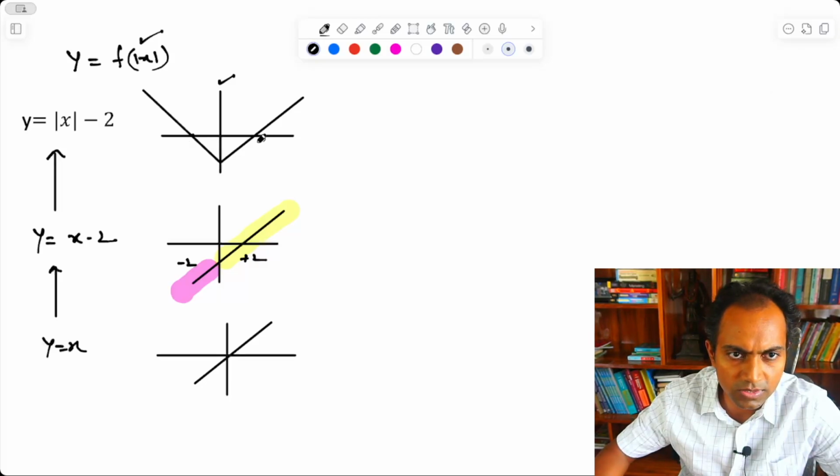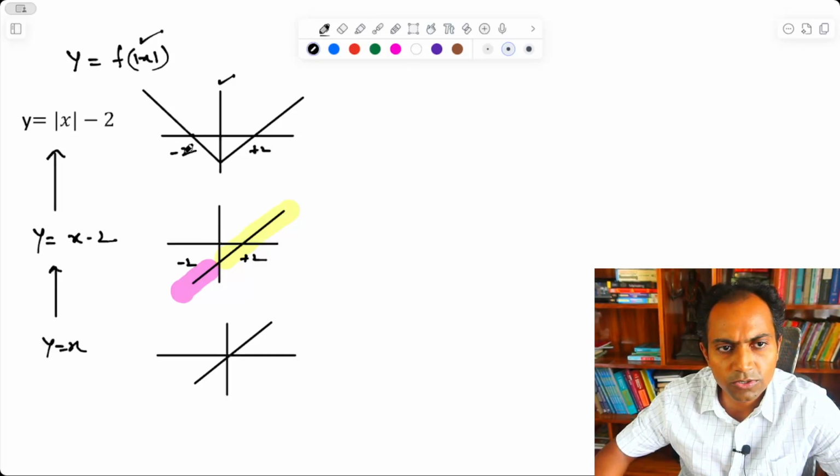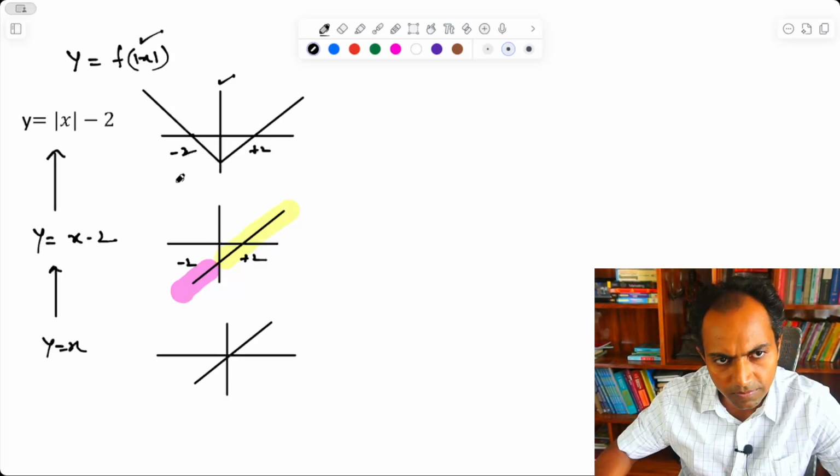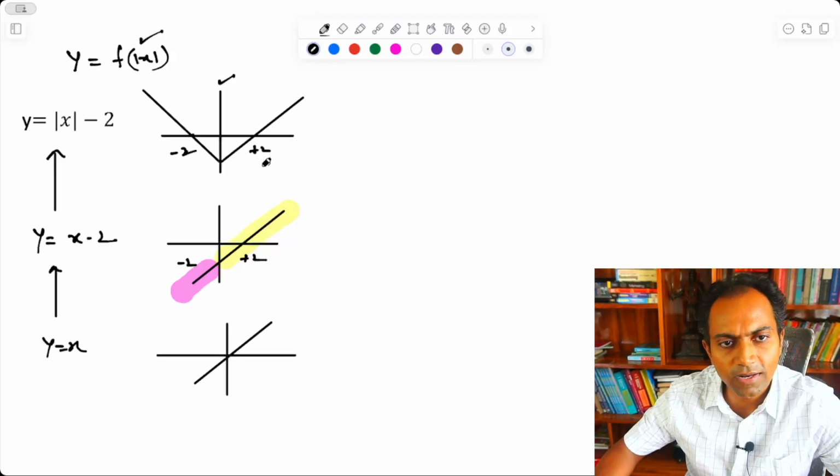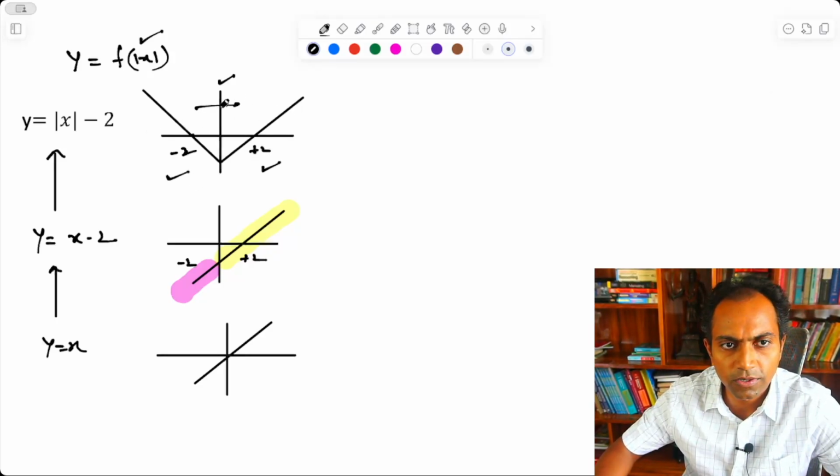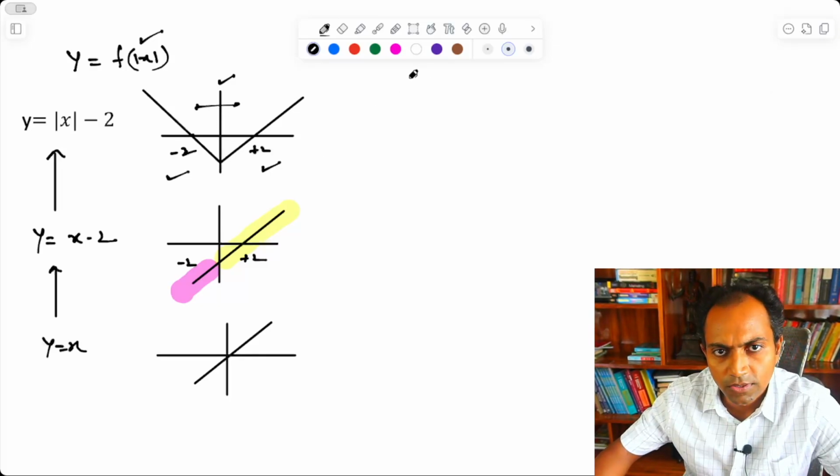So, now you can see that this is plus 2, this is minus 2, because the value corresponding to minus 2 in the function will never come. For minus 2, you will get the same value as plus 2. So, these two values will become same and the graph will reflect corresponding to y-axis. So, let us write down the steps.